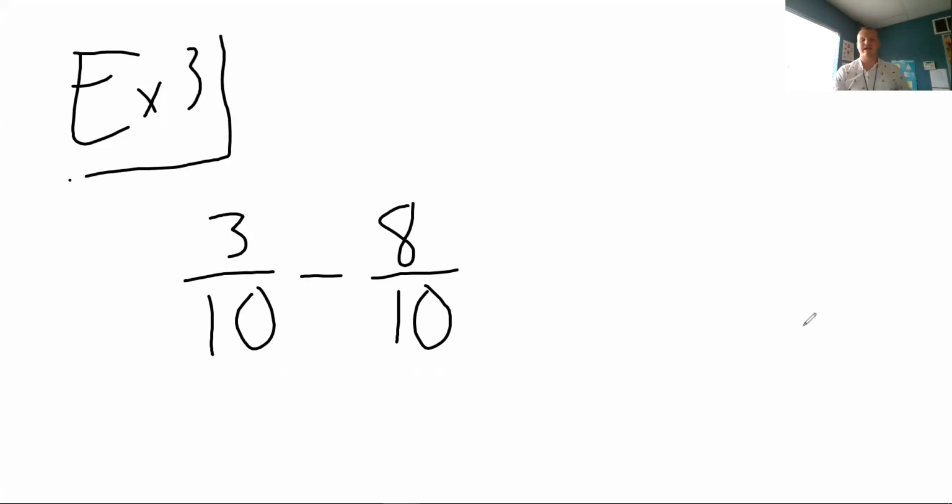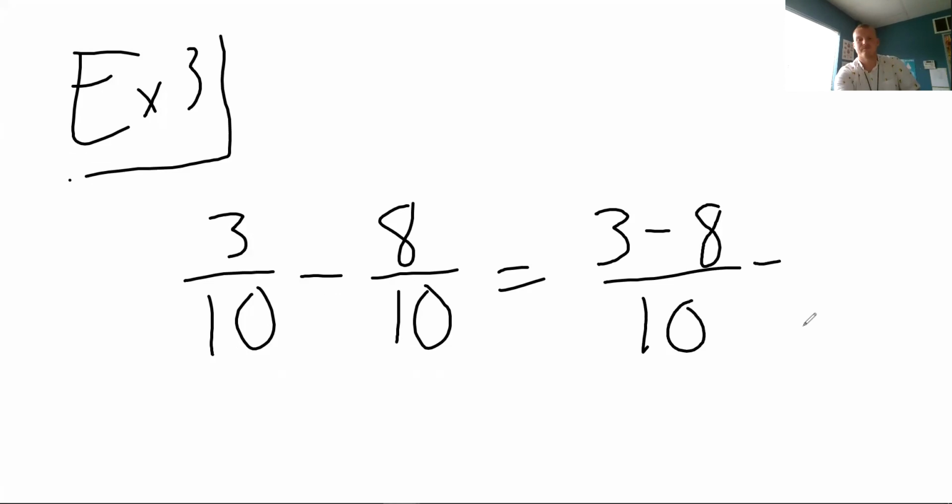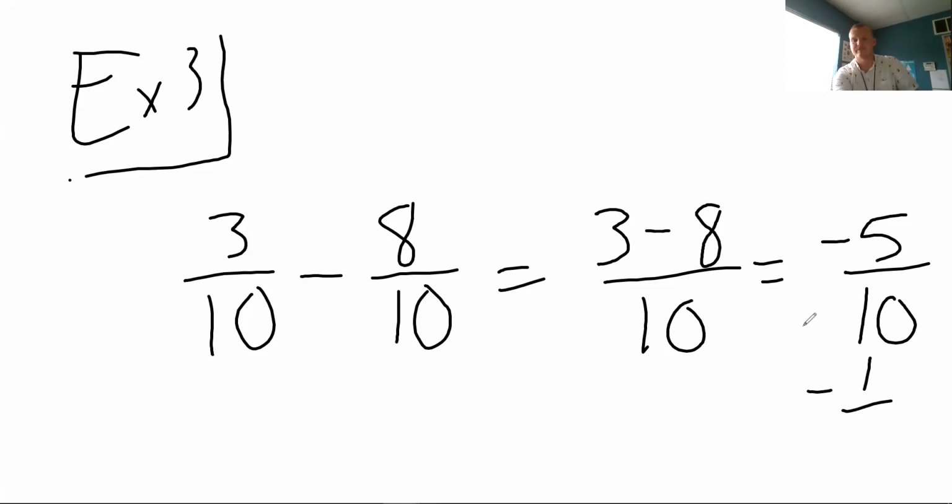3 over 10 minus 8 over 10. William, how do I do that? It's going to be a negative. Yes. So I'm doing 3 minus 8. And what would be my reduced form there, William? -1/2. Yep, -1/2. We all love that.